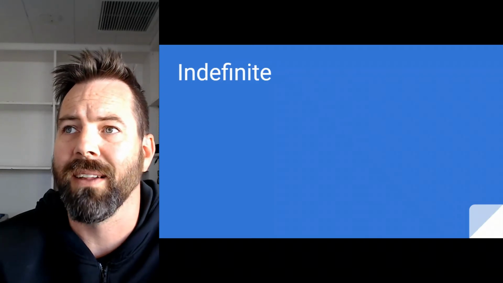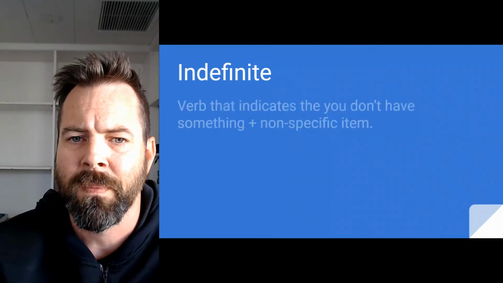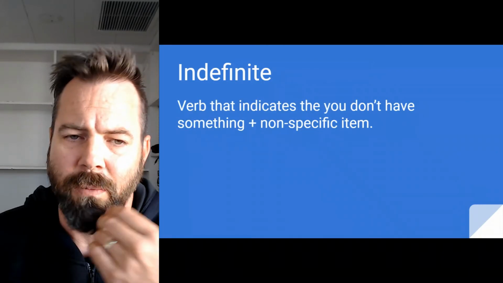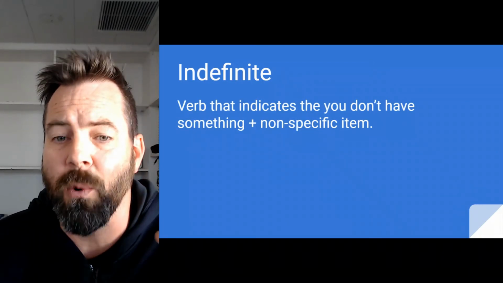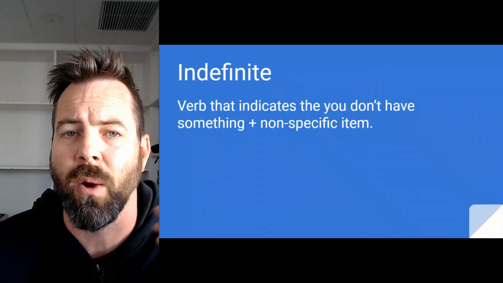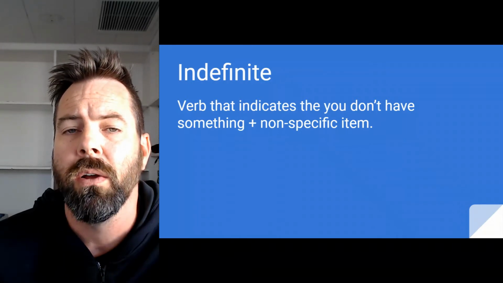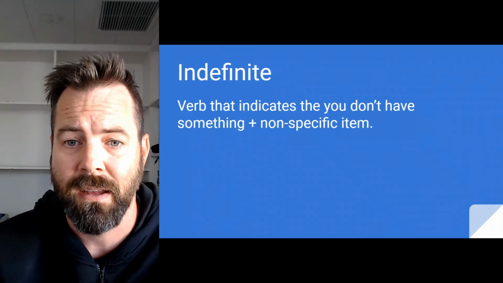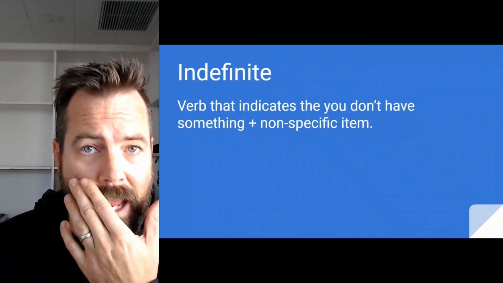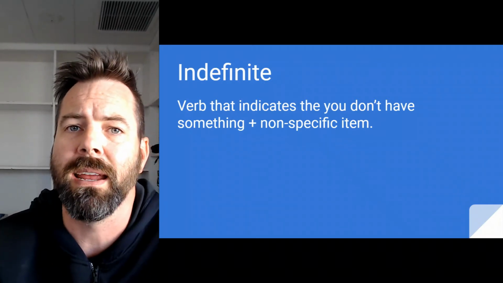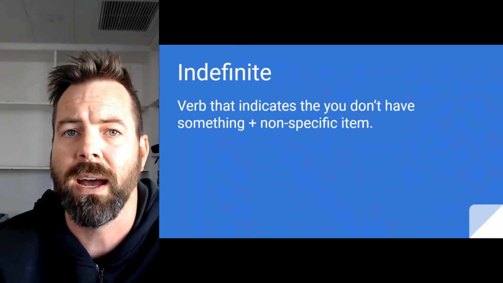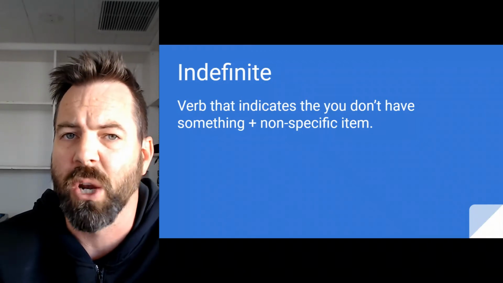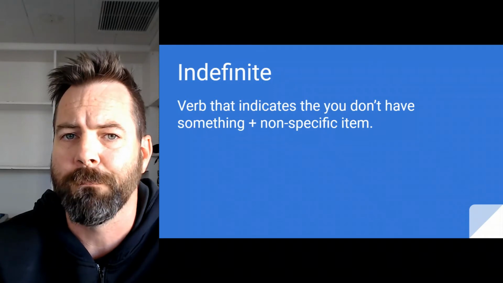The other part is the indefinite, things that are not defined, things that are non-specific. So for example, there's a verb that indicates that you don't have something. Like I need, or I want, or I'm looking for, or I desire, something like that. So the implication is that you don't have it. And then your non-specific item. So what that means is you're going to use an indefinite article like un or una or unos or unas or algún or algunos or something like that.